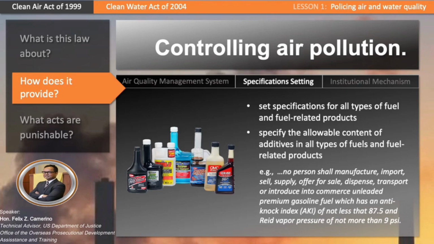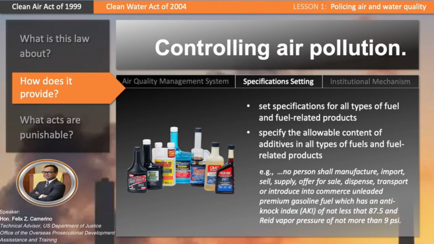Essentially it is talking about unleaded premium gasoline, that in order for it to be allowed for commercial use, it has to meet certain conditions. It has to have an anti-knock index, or AKI, of not less than 87.5 and Reid vapor pressure of not more than 9 psi. Very technical. For those of us who are not in the petroleum industry, those things may not make sense to us. But bottom line is, those are the limits, those are the specifications, those are the standards, right?